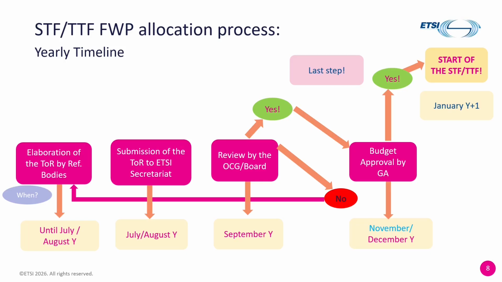It begins with the reference bodies preparing the terms of reference. Typically, this takes place up to July or August. Once ready, the terms of reference are submitted to the ETSI Secretariat ahead of review by the OCG and the board during that same July to August period. Then, in September, the board decides which proposals can be funded within the limits of the overall annual budget.